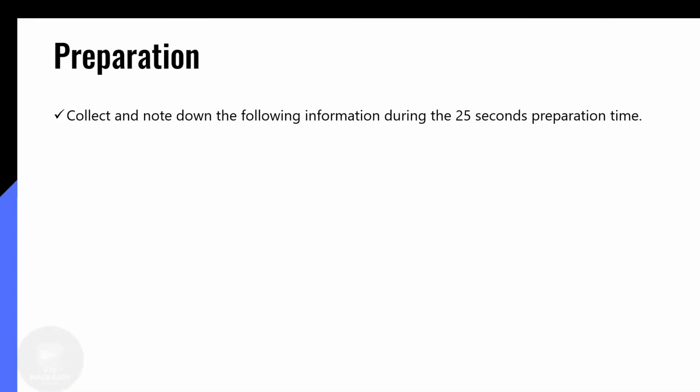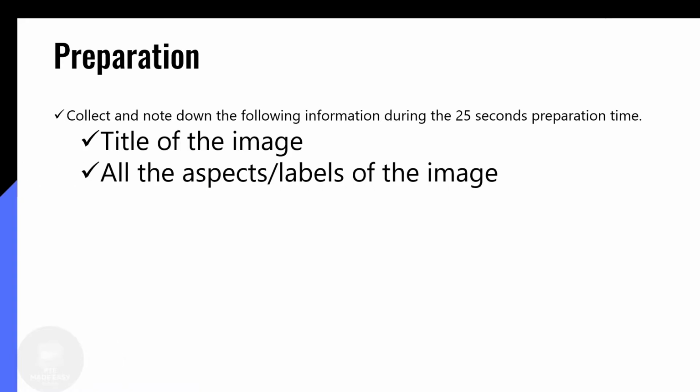Now, when you have 25 seconds of preparation time, that is the key to your success. In this 25 seconds, make sure you gather 3 sets of information. Number one, you find out the title of the image that will go in the first and the last sentence of the answer. Also find out all the aspects or levels, whatever you can find out, whatever you can see there, right? Anything you list it. If it is already written in your image, don't write it down, maybe, because 25 seconds is not enough.